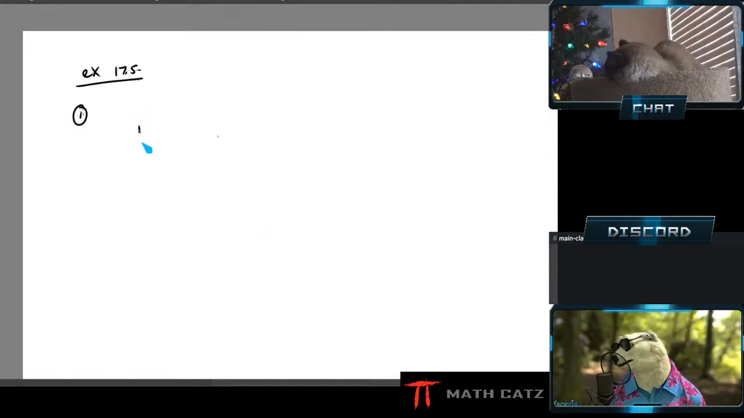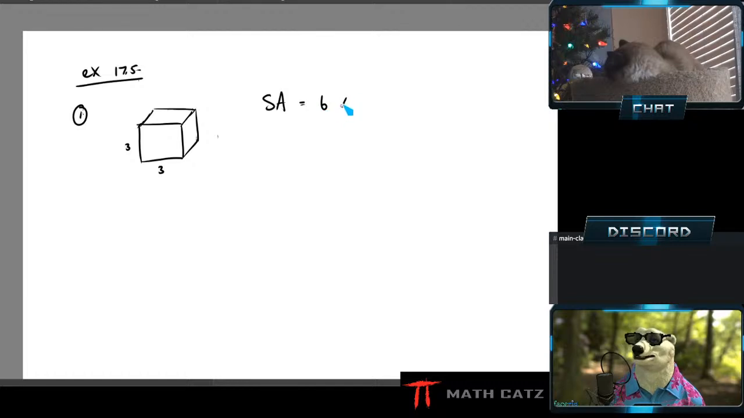A cube. Practice. Maybe not. Maybe I just want to verify that I can draw it. It's all good. Now it's regular here, so all the side lengths are 3 all the way around, right? Surface area. Let's call it SA. All I need to know is how many faces does the cube have? 6. Now it's a square face in this case.